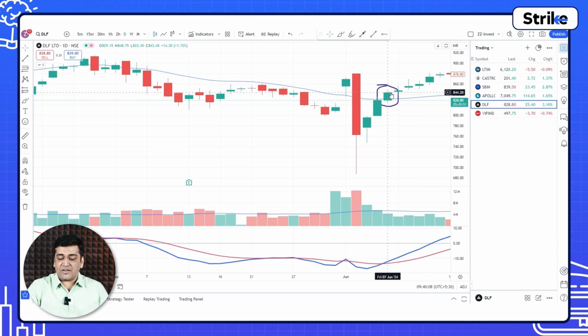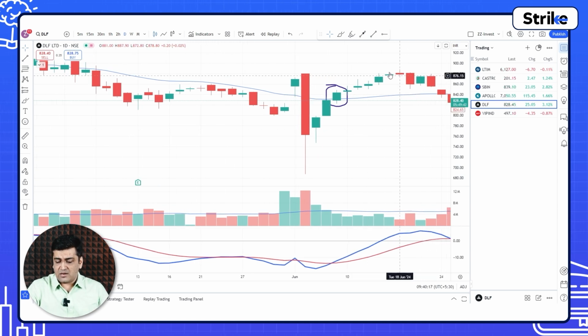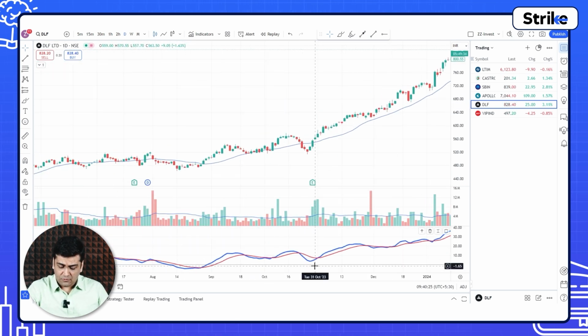So the best thing that we can do is book partial profits as per our strategy over here, trail your stop loss and hold on to a few. All right. But yeah, then the price goes down. Let's see one more example behind. Yeah, we need a crossover below the zero line, not above the zero line.